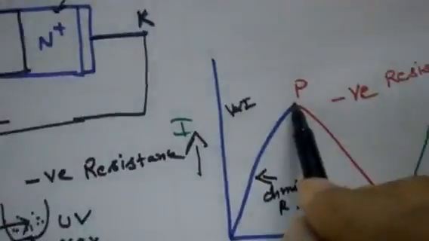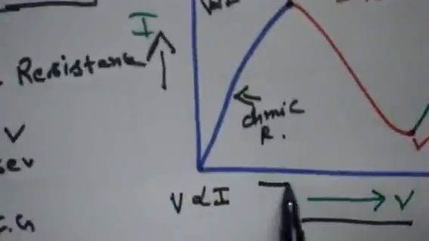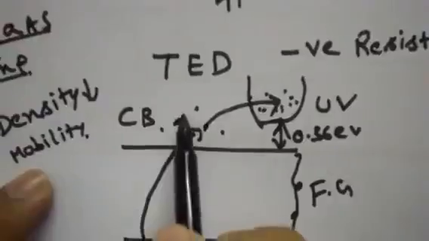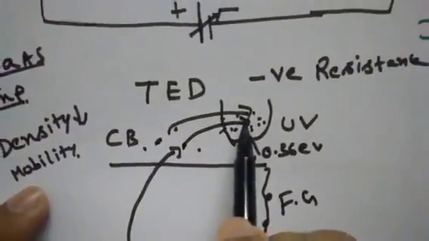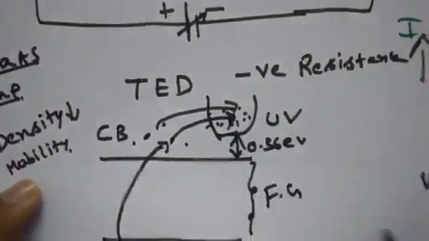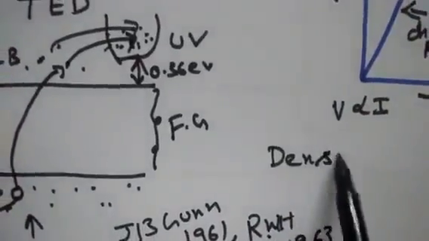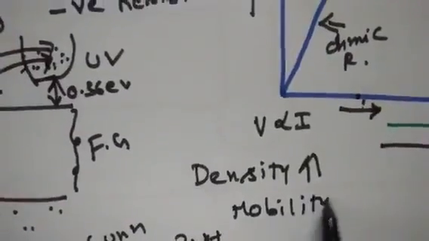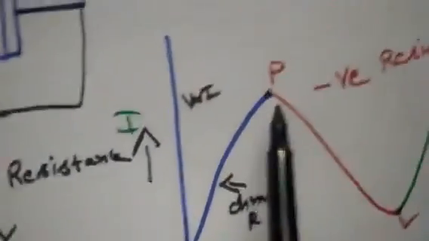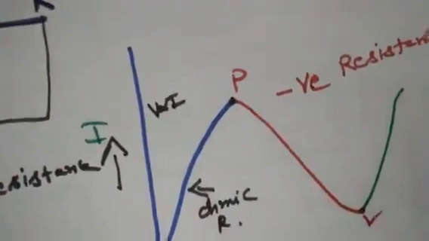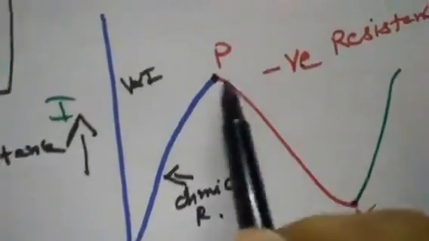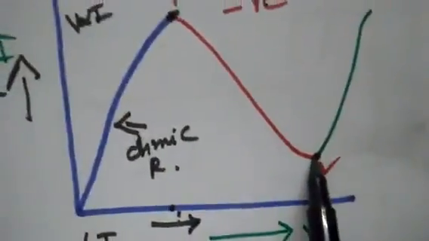Once it reaches the peak point, by applying additional energy, these electrons in the conduction band enter into the upper valley. As a result, the density of the electrons increases. So obviously mobility of the electrons decreases. As a result, voltage increases in this direction, but current decreases. So this region is called the negative resistance region.